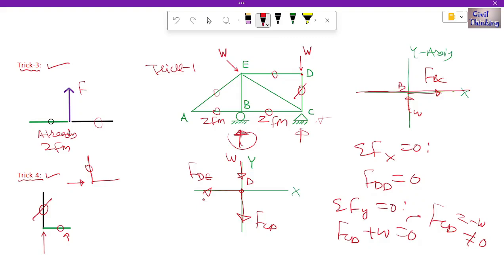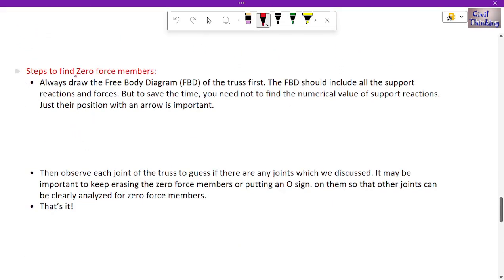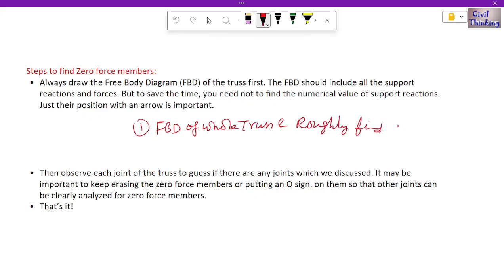Now let us see the actual steps, how to solve the problem, then we will solve an example problem. Let us see these steps very fast. The first step is we have to draw the free body diagram of the whole truss, and roughly find the support reactions. You can already read it here, I have already written this. Step 1: draw the free body diagram of the whole truss, and roughly find the support reactions.